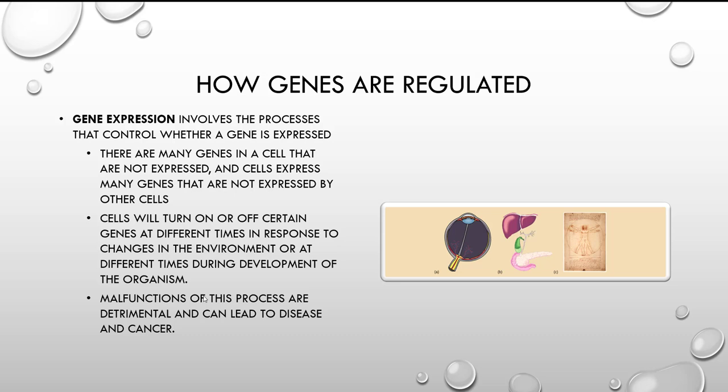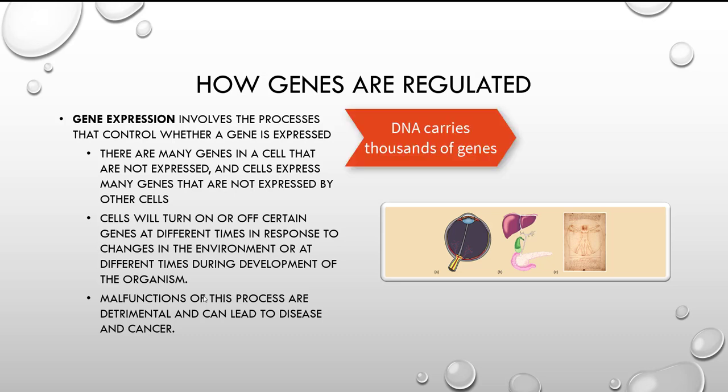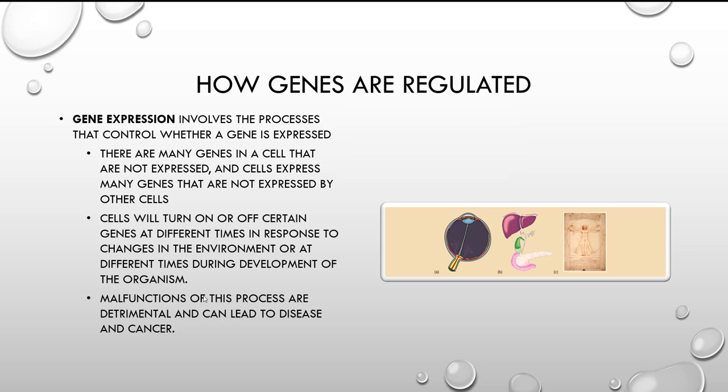So let's start off by talking about how genes are regulated. Gene expression: first of all, what is gene expression? Well, gene expression involves the processes that control whether a gene is expressed. If you think about it, our DNA inside the nucleus of our cell houses all of our genes. So if I took, for example, one of your cheek cells and extracted the DNA from it, that contains all of your DNA to make another one of you.